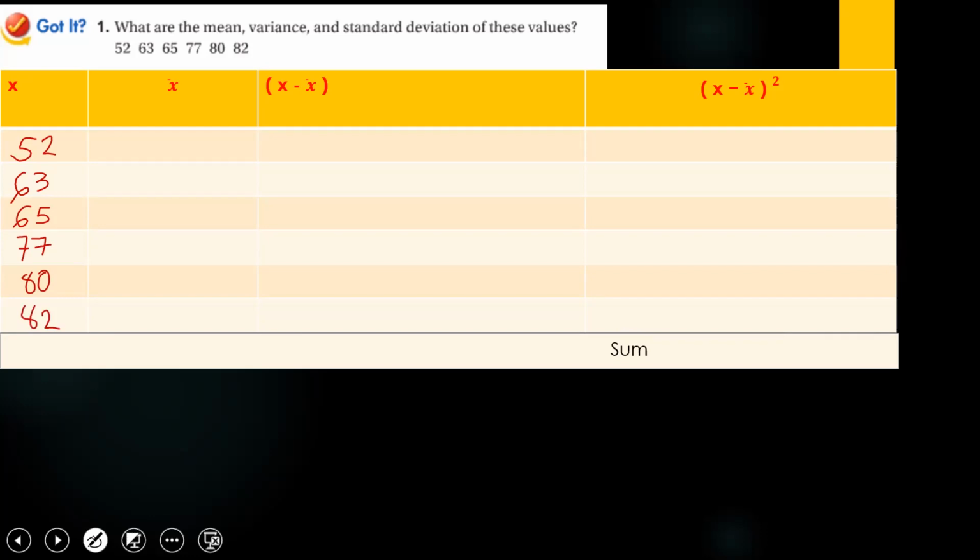Then I have to find the x bar. To find the x bar, I have to find the summation of the values over n. So let's add them here. There are 419 over 6, which is 69.8.